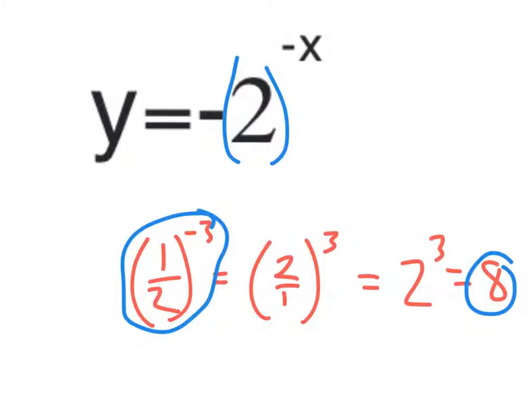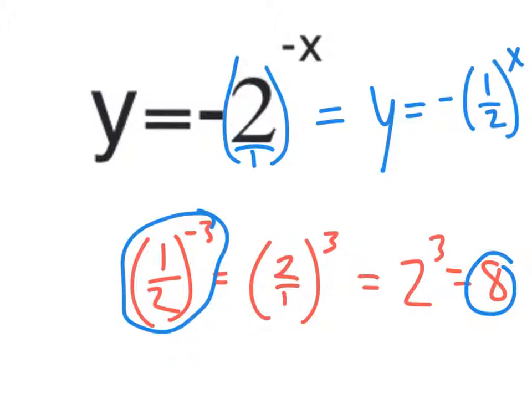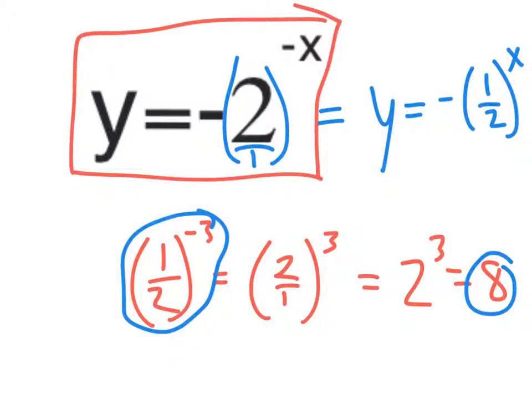Okay, so let's go back to this one up here. When we look at -2 to the -x power, that negative sign right there is going to cause this 2, which is really 2/1, to flip. So what you really have is y equals negative parenthesis 1/2 to the +x. So that definitely is a decay function. Okay, so this is a very interesting truth, a fact, that when your exponent is negative, you have to flip the base.